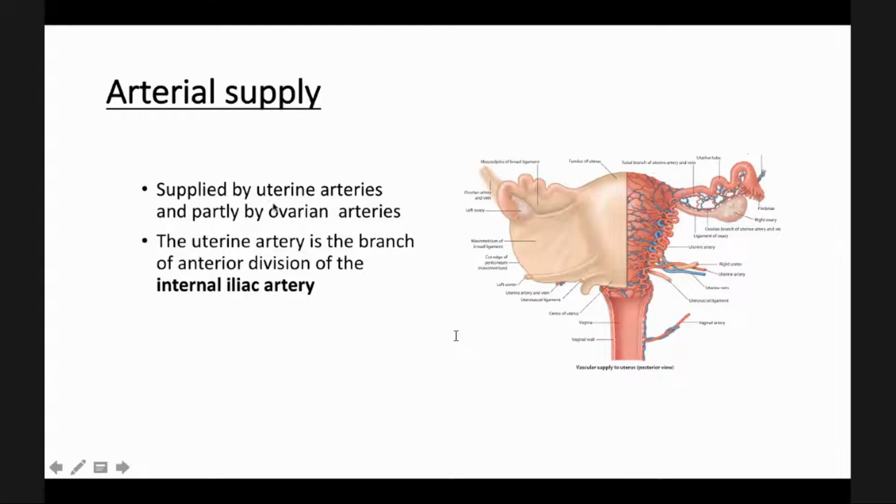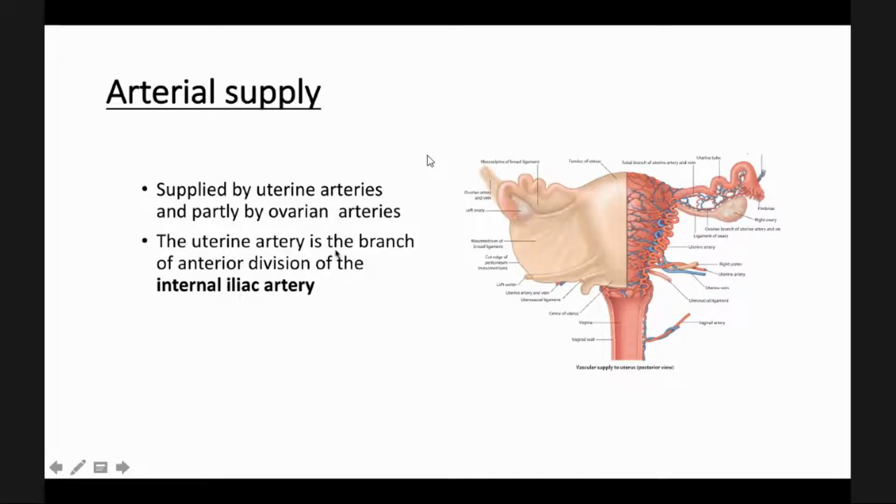Now, next is the arterial supply. Its arterial supply is also very important. It is supplied by the uterine arteries and partly by the ovarian artery. I have said from the previous class itself, there is anastomosis between the uterine and the ovarian artery. So the ovary is supplied by both, and the uterus is also supplied by both. The uterine artery is a branch of the anterior division of the internal iliac artery.